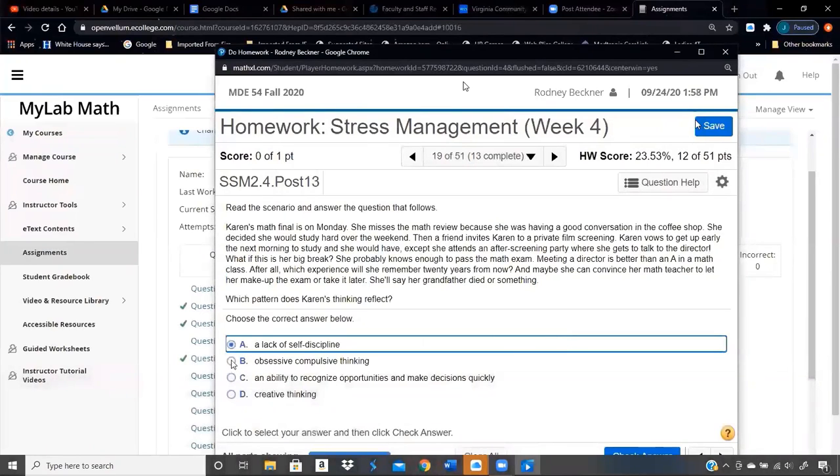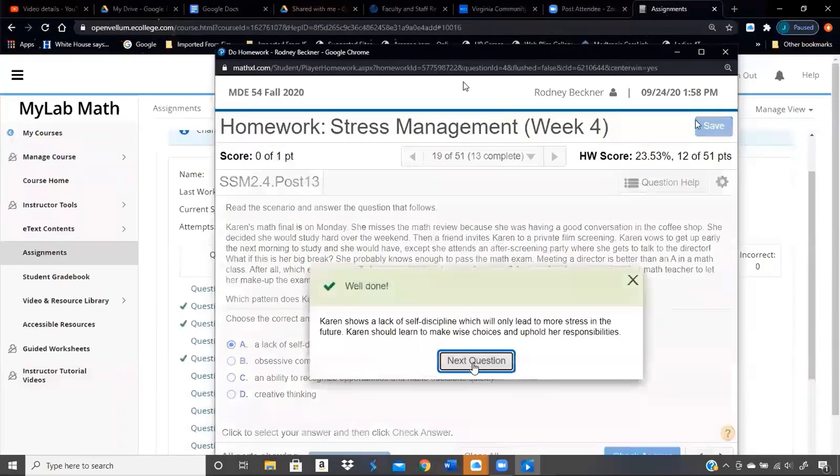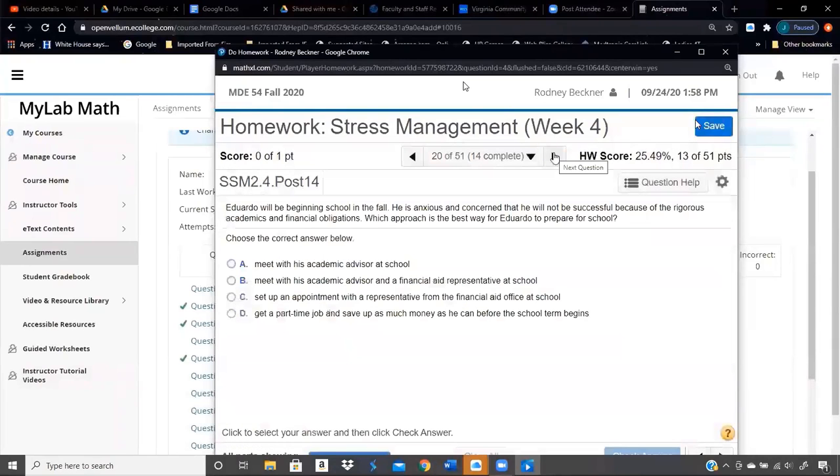Obsessive-compulsive thinking, I would say this is almost more like obsessive-compulsive behavior, but it's still not really. I would say compulsive, not obsessive compulsive. When you think of obsessive compulsive, it's like turning the doorknob 5 times. That's just I think the one that we think about the most. But it does have a much broader branch of things that can be reactions as well to that. Ability to recognize opportunity and make decisions quickly, definitely not that. Creative thinking, definitely not that. So I think we're right with the A, and we are. Cool. All right, where's that last one?